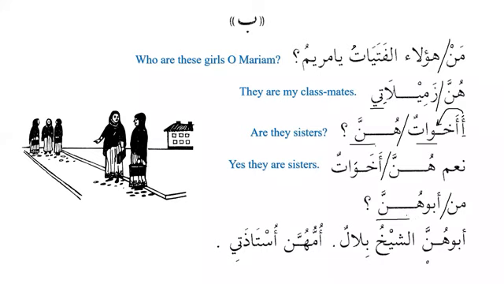We know that the attached pronouns, whenever they are used with a noun, the noun will be mudaf, and the attached pronoun will be mudaf ilayh. I will write it over here, mudaf ilayh. So this is the possessed, and this is the possessor. Abu hunna ash-shaykhu Bilalun. Their father is Sheikh Bilal. Ummuhunna ustadati. Their mother is my teacher. So we can see ummuhunna, again it's an attached pronoun, and ustadati is my teacher.